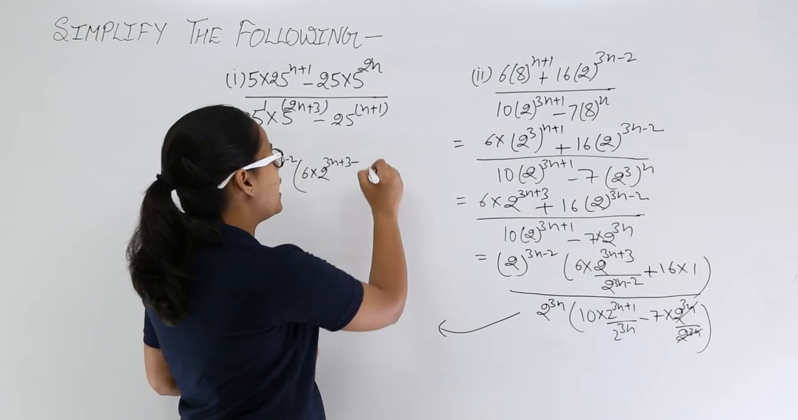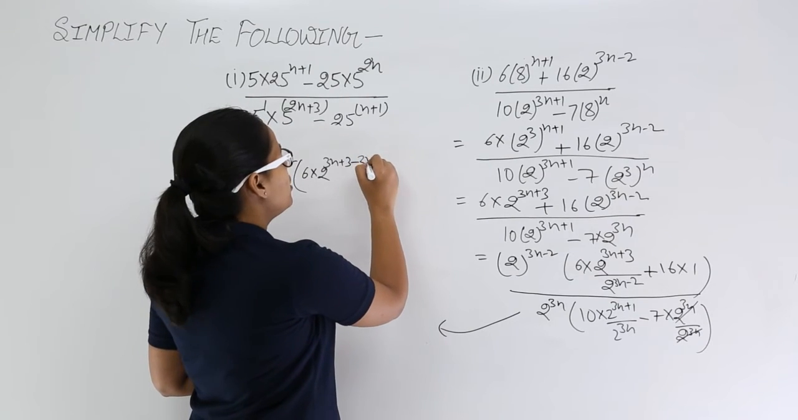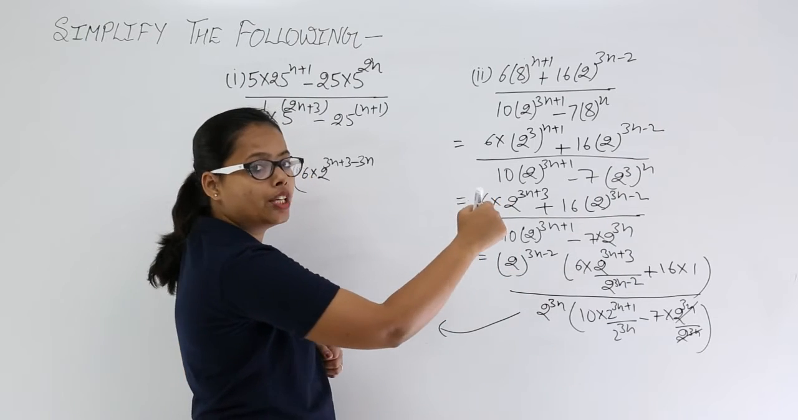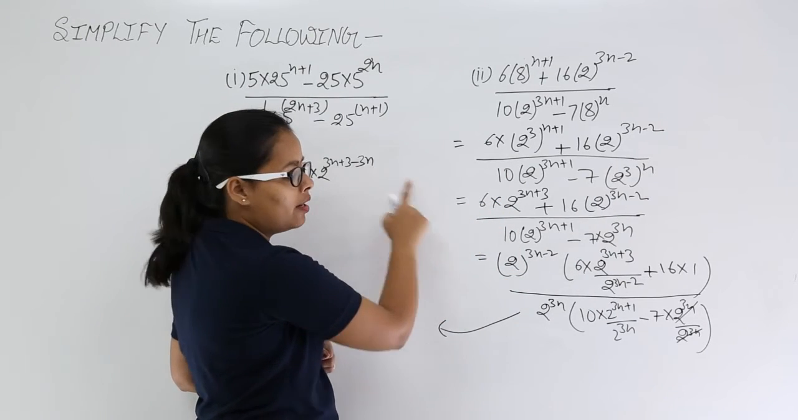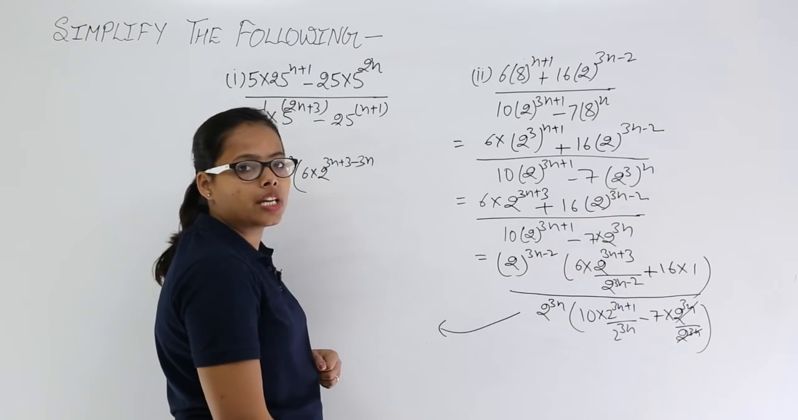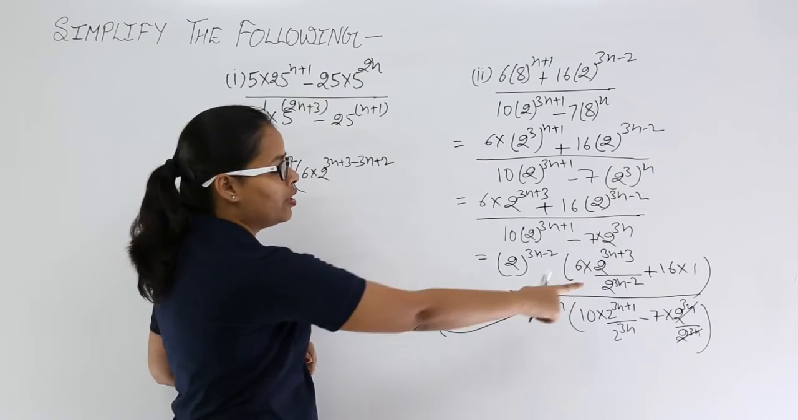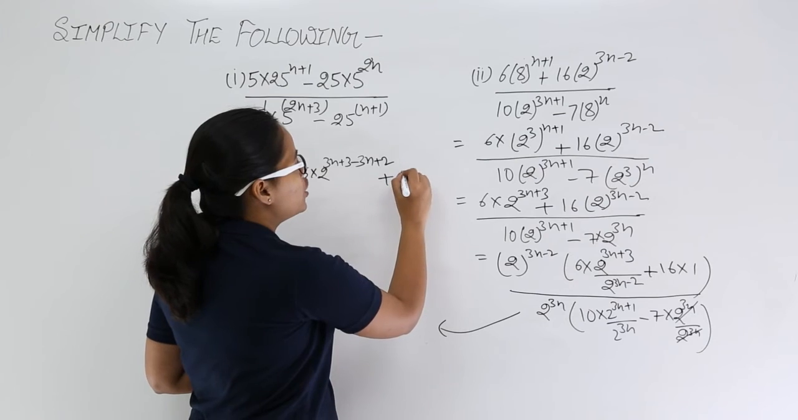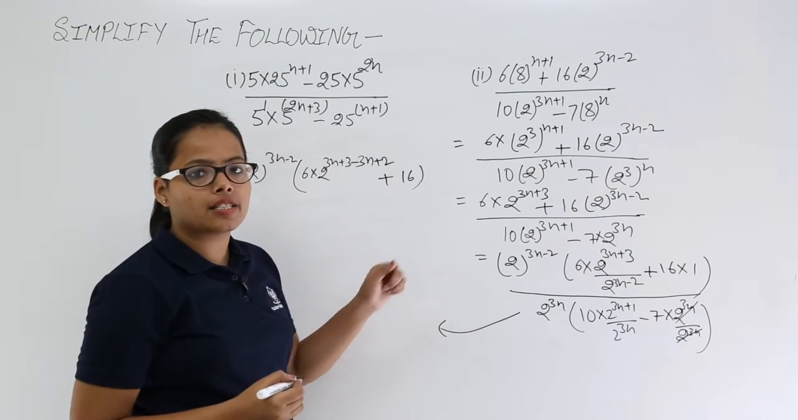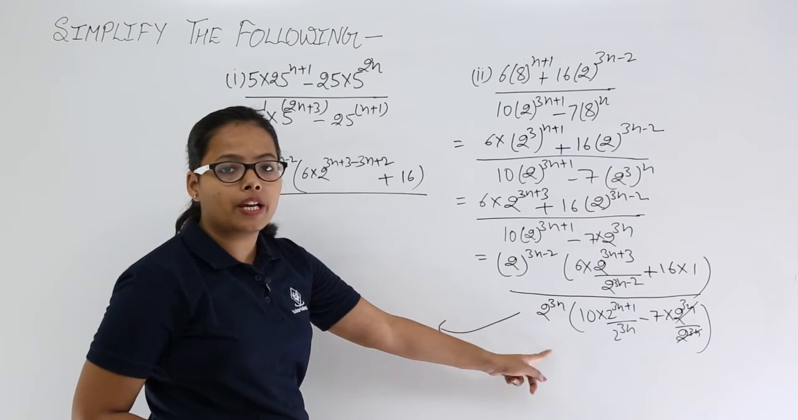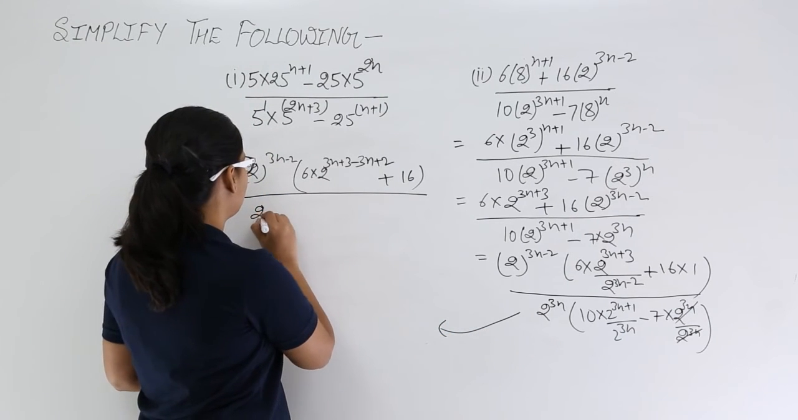So I am directly writing in that form. As here the power of 3n is positive, when it goes in the numerator, this will become minus 3n. And here the power of 2 is negative. When this goes in the numerator, it will become plus 2. Now, in addition, you can see here that there is 16. Now write the denominator value, which is 2 raised to power 3n.